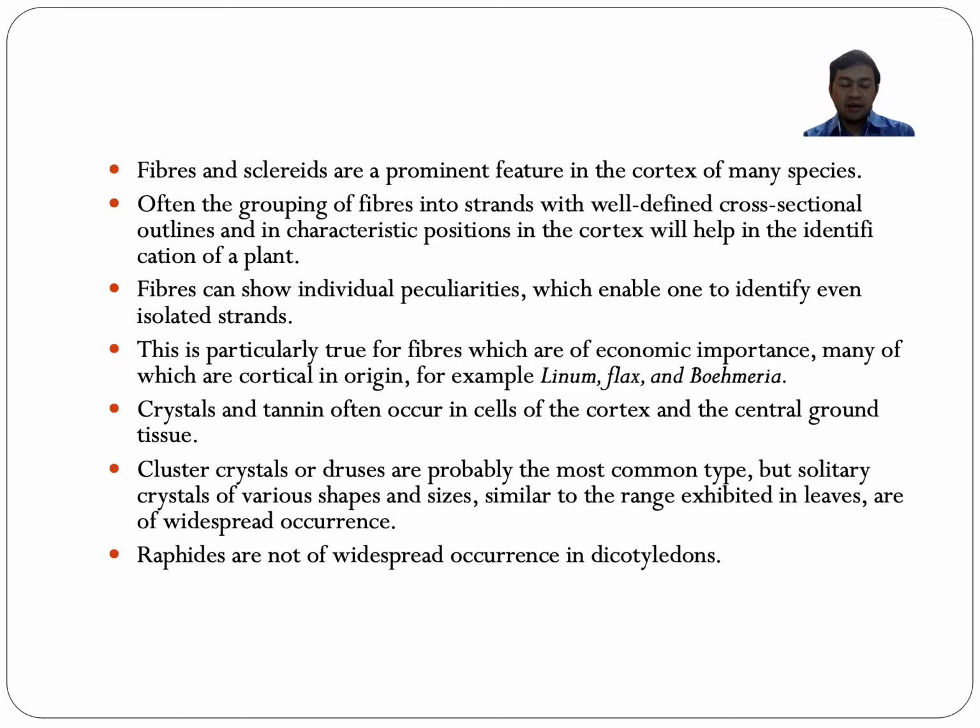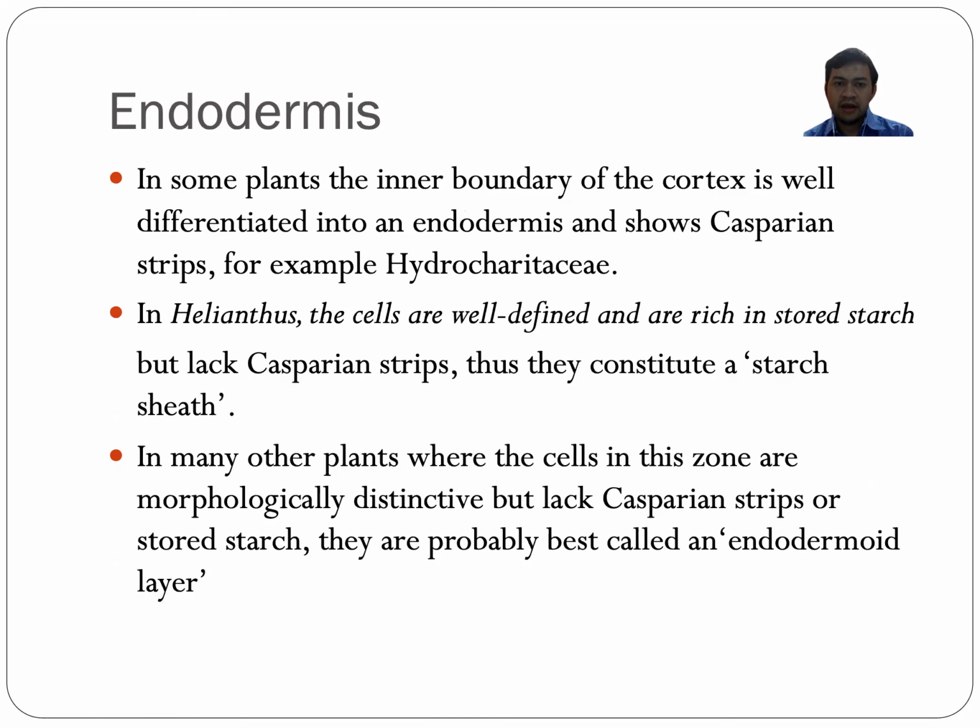The cluster crystals, or druses, are probably the most common type. But solitary crystals of various shapes and sizes, similar to the range exhibited in leaves, are of widespread occurrence. Raphides are not of widespread occurrence in dicotyledons.